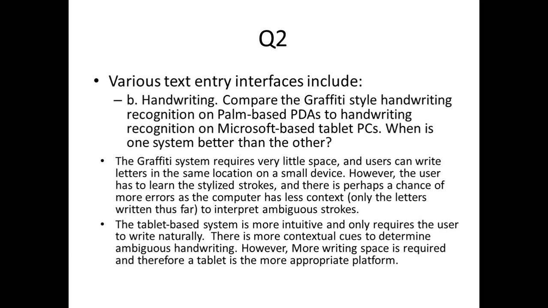The graffiti system requires very little space, and users can write letters in the same location on a small device. However, the user has to learn the stylized strokes, and there is perhaps a chance of more errors as the computer has less context to interpret ambiguous strokes. And the tablet-based system is more intuitive and only requires the user to write naturally. There are more contextual cues to determine ambiguous handwriting. However, more writing space is required, and therefore a tablet is the more appropriate platform.